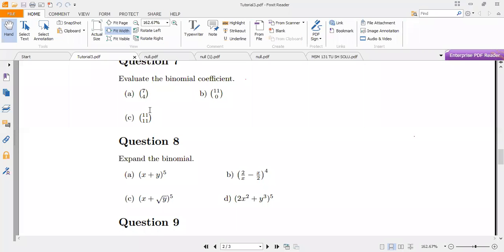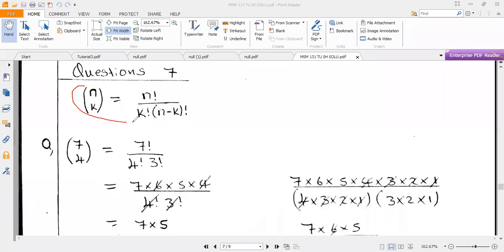So evaluate the binomial coefficient. That is called 7 choose 4, 11 choose 0, 11 choose 11. When you want to simplify or evaluate the coefficients of those binomial functions, the formula that we use is the one that I've provided for you there. This formula, let me just separate. It's n choose k means n factorial over k factorial, open brackets, n minus k factorial.